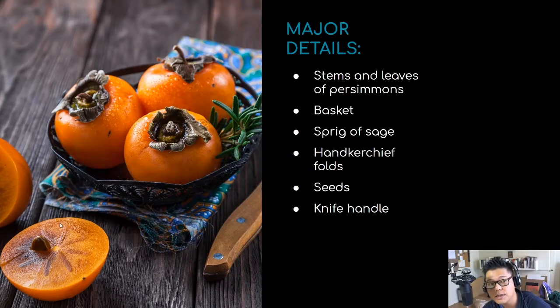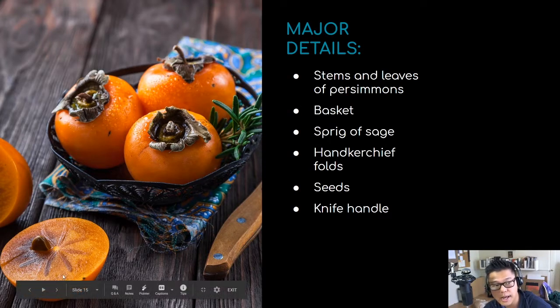We also want the seeds inside the persimmon. We got one cut in half on the lower left corner here. These lines over here, those are the seeds. Actually, no, those lines, they're not quite seeds. I think they're part of the fibrous part. But this one seed, we want to capture that in there. And then we have the knife handle. It's got a slightly irregular shape. We're going to walk through how to draw each of these.